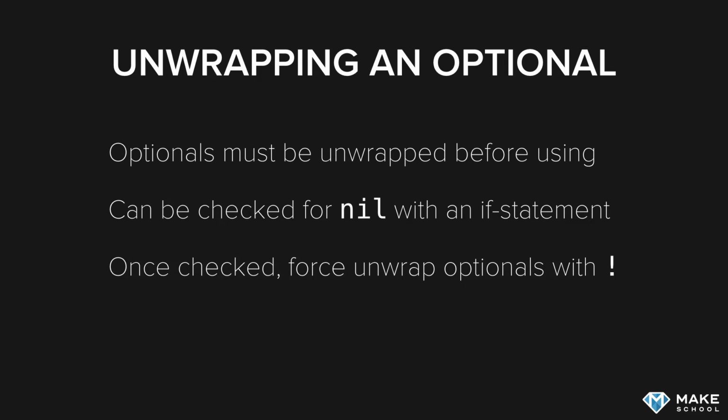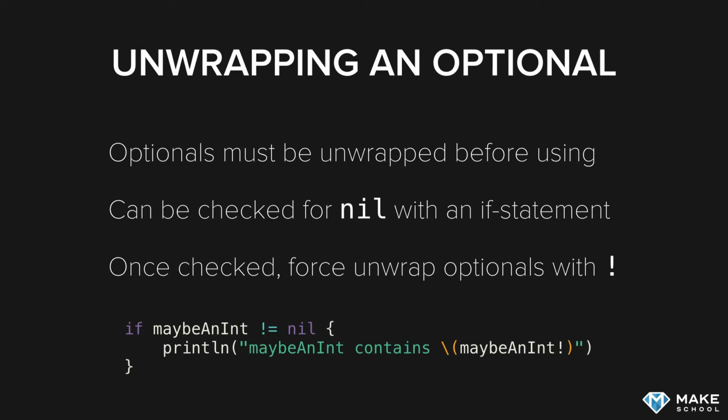Let's take a look at an example. If we did not have an if statement here, we could be forcing our program to crash, because when you forcefully unwrap an optional that contains a nil value, then your program receives a runtime error and crashes immediately. So what you have to do to be safe is always check for nil on an optional prior to forcefully unwrapping it.